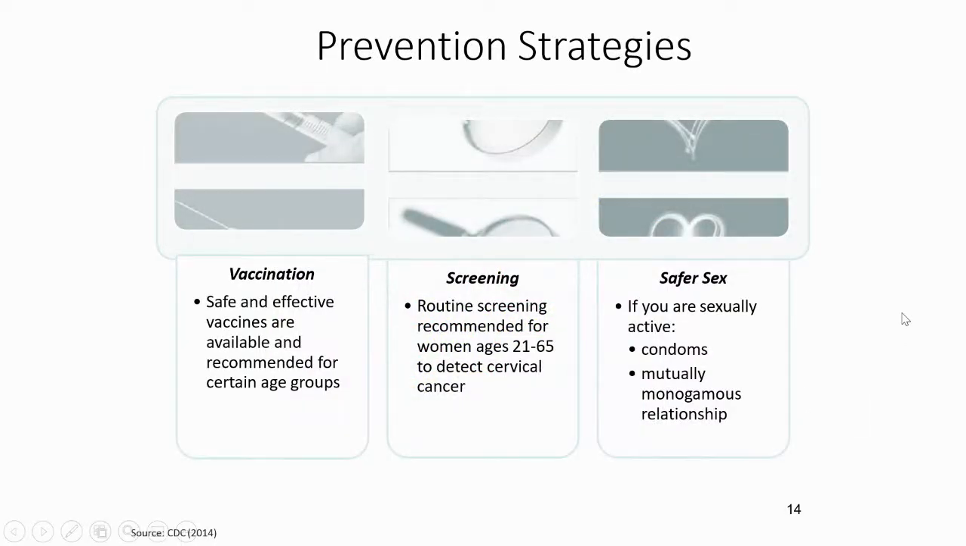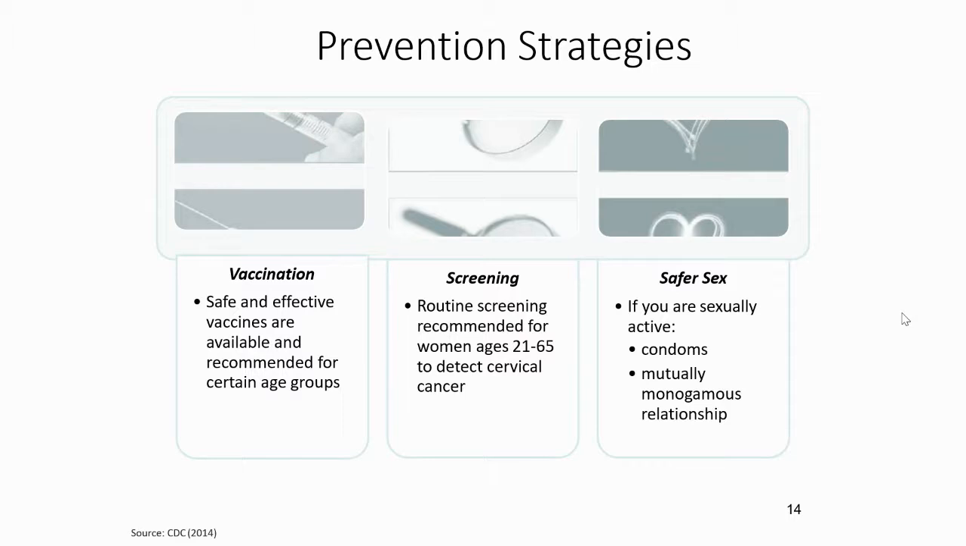and we should talk a little bit about some of the prevention strategies. Vaccination. These are safe and effective vaccinations, and they're recommended for certain age groups, generally before the age of 13, so before a teen is sexually active. In addition, screening is really important. The screening recommendation for women to have pap smears starts at age 21 to detect cervical cancer. So at 21 is when it is recommended women have pap smears.